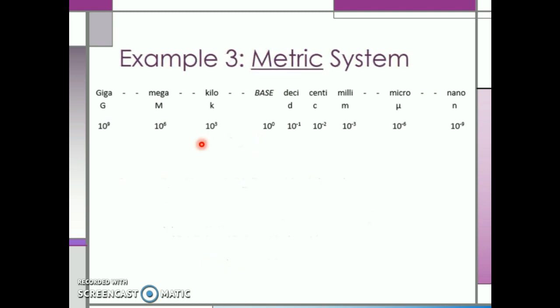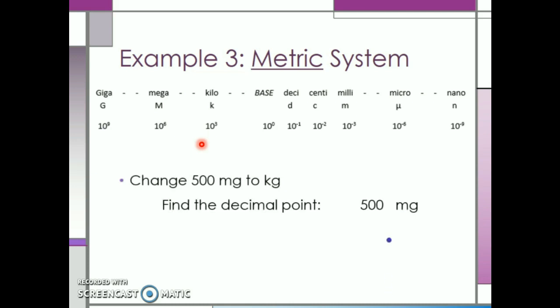Let's look at one last example in the metric system. In the previous examples, we always started at the base unit and converted into a different prefix. This time, we won't start with our base unit. We want to convert 500 milligrams into kilograms. First, find the decimal point. It might also be a good idea to add in a few zeros before the 5 to make moving the decimal point easier. Remember, leading zeros before our whole number or trailing zeros after the last number in the decimal do not change our original number at all.